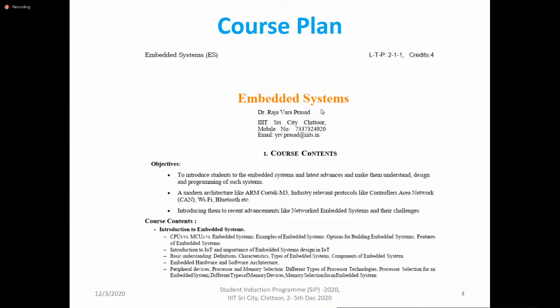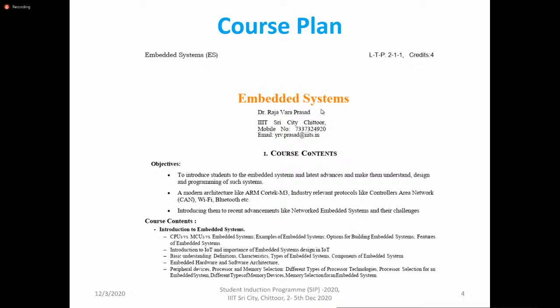Whenever you receive a course plan from any course instructor, you should see these details first. Does this course have a lab component or a tutorial, how many tutorials, and how many lecture hours? The course plan will also explain why you are going through this course, that is, the objectives of this course.